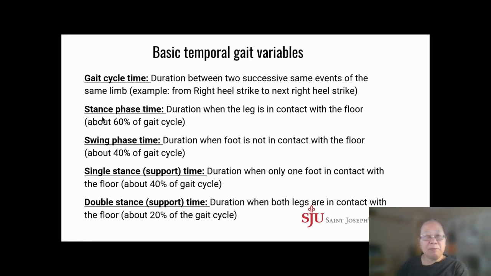The stance phase can be subdivided into single stance, or single support, and double stance, or double support. That means sometimes there's only one leg contacting the ground. Sometimes both legs are contacting the ground. Single stance is 40% of the gait cycle. Double stance is 20% of the gait cycle. So single and double together is 60% of the gait cycle, which is the same as the total stance phase, 60% of the gait cycle.